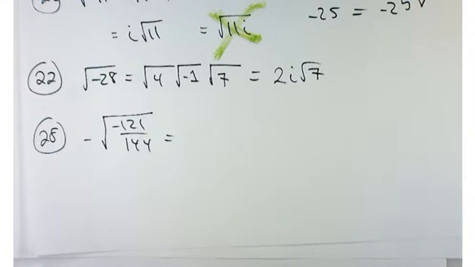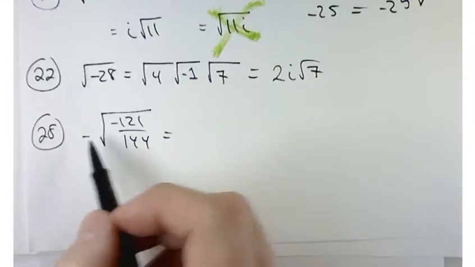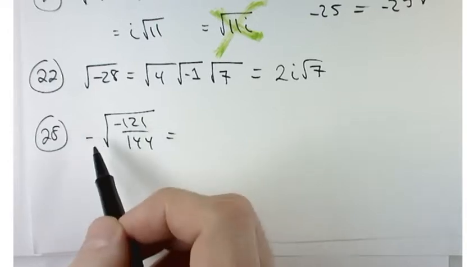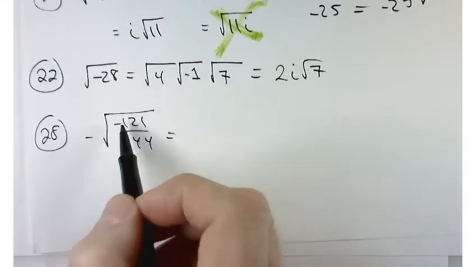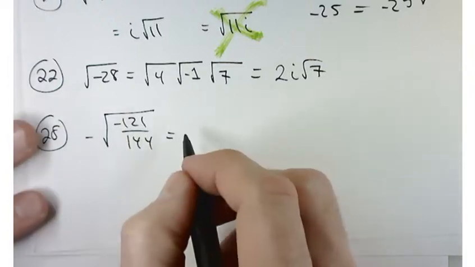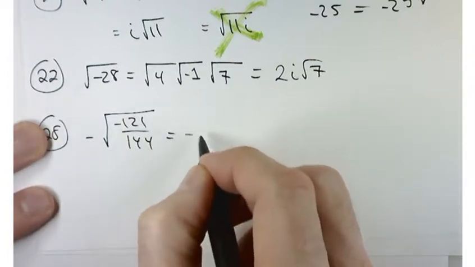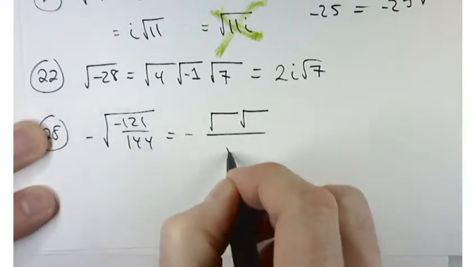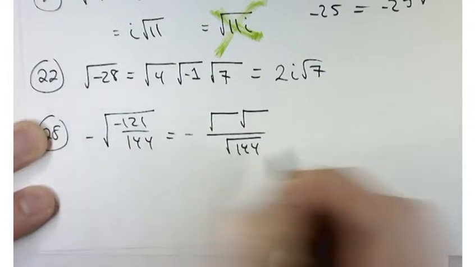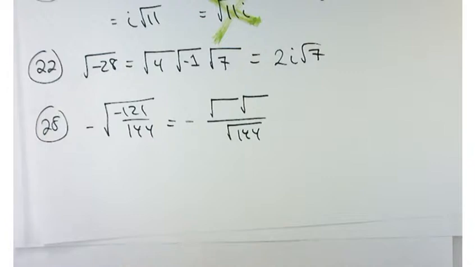One thing that's a little tempting is to think that these negatives cancel each other out. They don't. They can't. You can't cancel the negatives because one's inside, one's outside. So instead, we'll leave that alone. I'll split up the numerator and denominator. See if you can't race me to the answer.